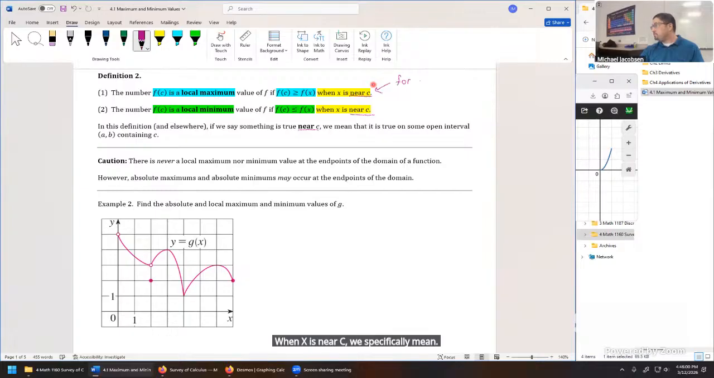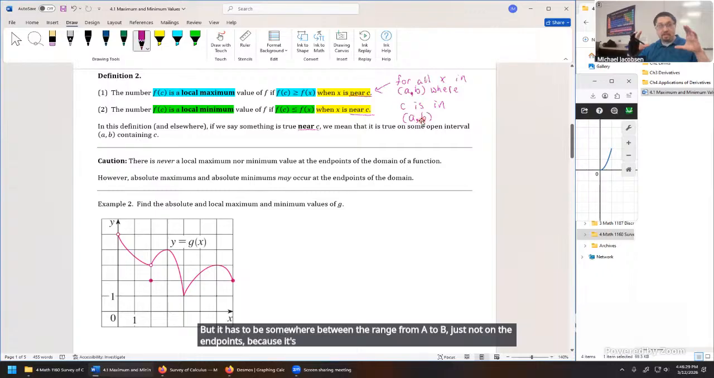for all x in an interval AB, it's open, so no brackets on either end, where c is in AB. It could be the direct center. It could be a little bit closer to A or a little bit closer to B, but it has to be somewhere between the range from A to B, just not on the endpoints. Because it's an open interval, it can't be equal to either A nor B at the same time.